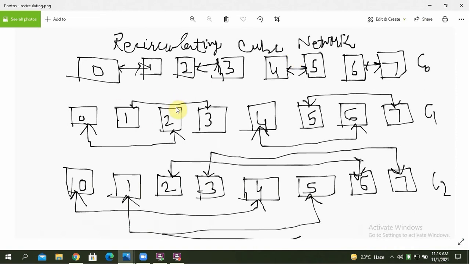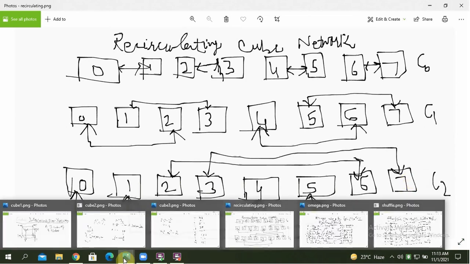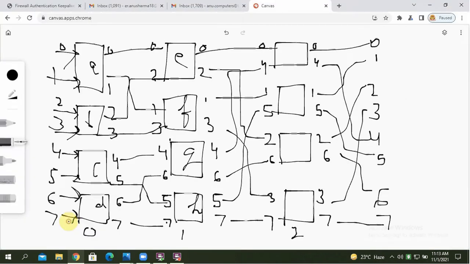The same set of cube routing functions, that is C0, C1 and C2, can also be implemented by a three-stage cube network for n equal to 8. This is the 3-stage cube network, that is 0 to 7, then 0-2, 1-3, 4-6, 5-7, then 0-4, 1-5, 2-6, 3-7.